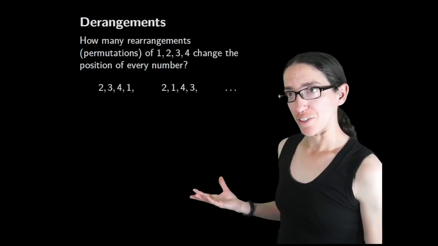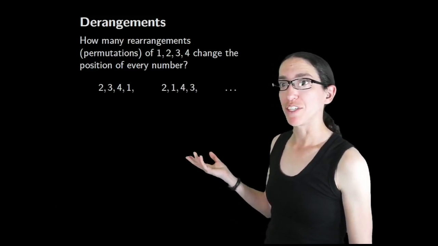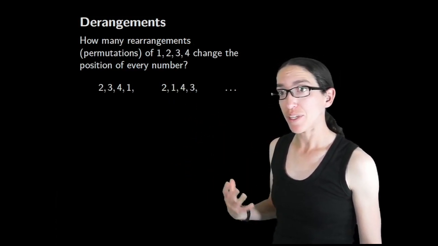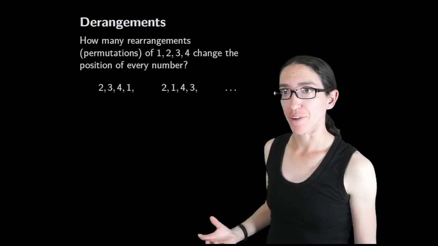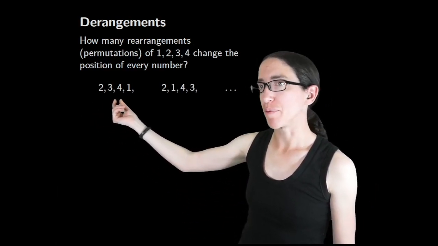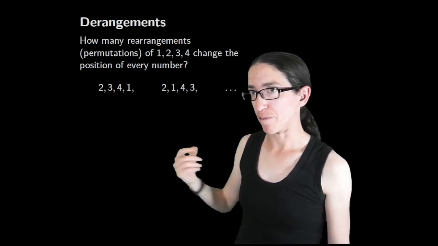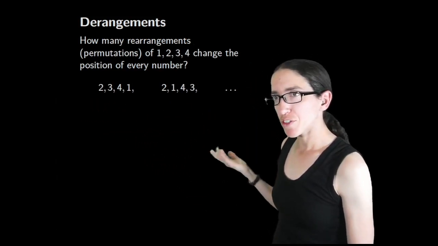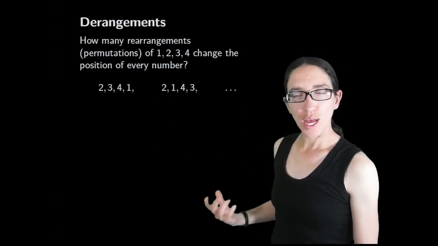So we can use this generalized principle to count now how many rearrangements of 1, 2, 3, and 4 change the position of every number. How many derangements of 4 items are there? Well, the first element can't be 1, and the second element can't be 2, and the third element can't be 3, and the fourth element can't be 4. So here's an example of a derangement, here's another example of a derangement, but there are a lot more than 2 in this case. So how many are there?